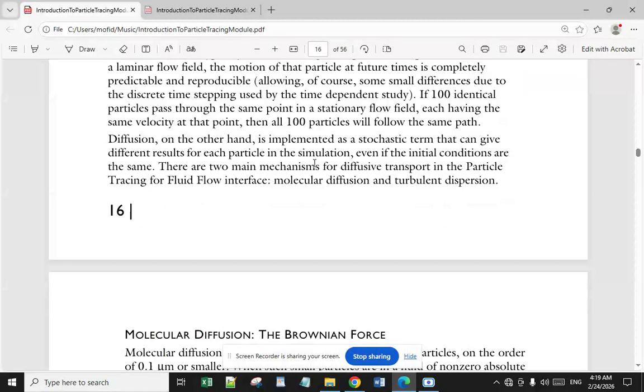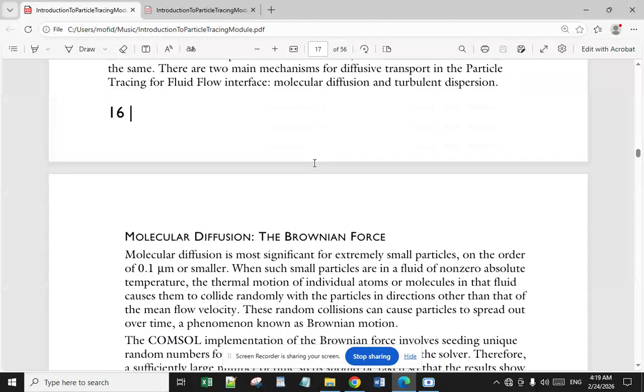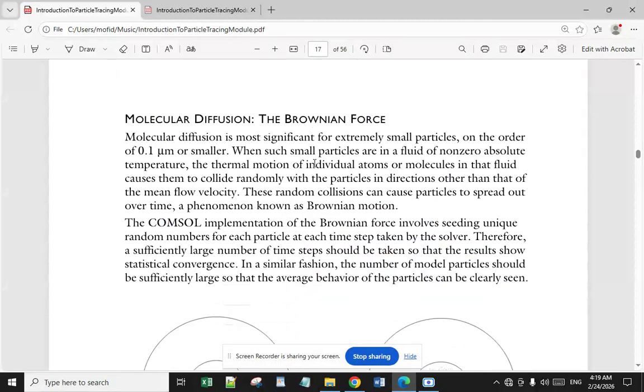Diffusion, on the other hand, is implemented as a stochastic term that can give different results for each particle in the simulation, even if the initial conditions are the same. There are two main mechanisms for diffusive transport in the Particle Tracing for Fluid Flow interface: molecular diffusion and turbulent dispersion.